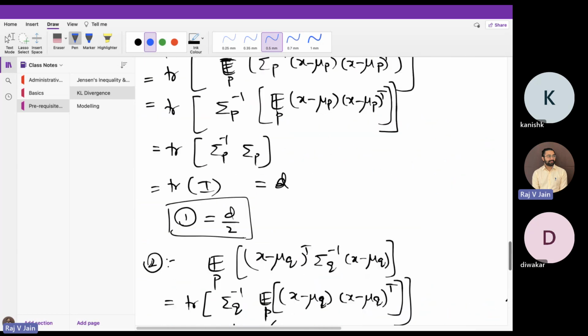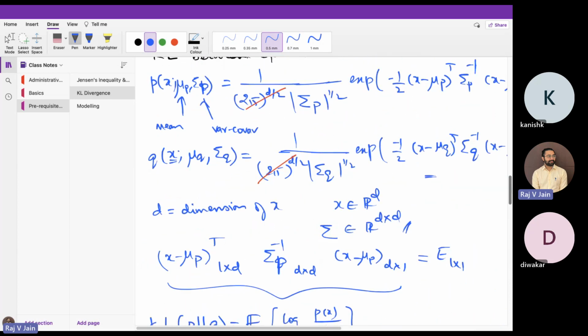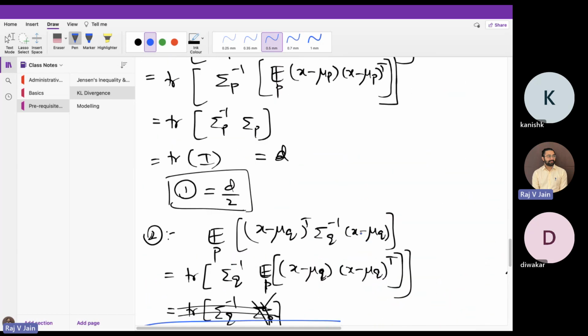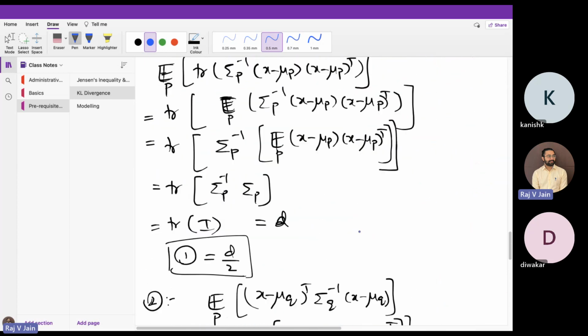So the KL term finally, the KL between P and Q, if P and Q are both Gaussians, turns out to be half log of the determinant of sigma Q by sigma P, and then this was minus d by 2.